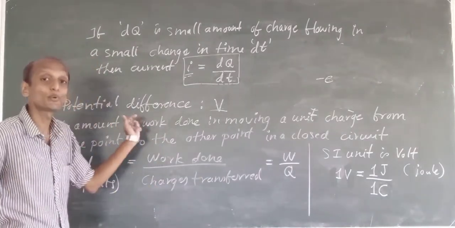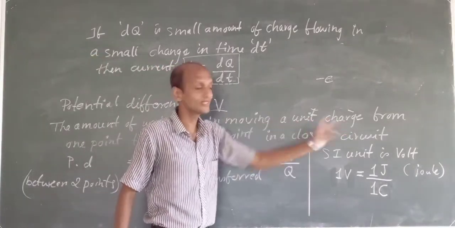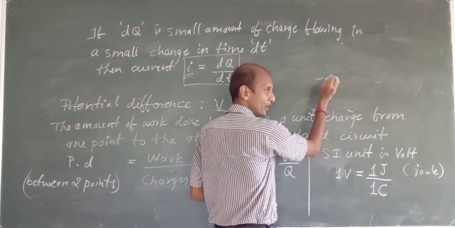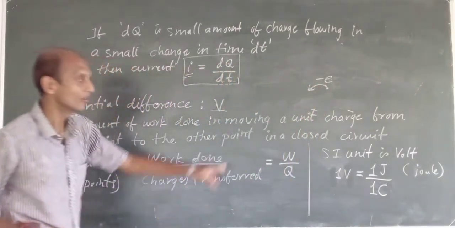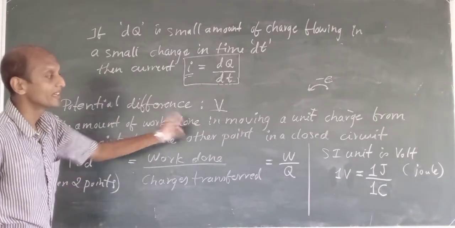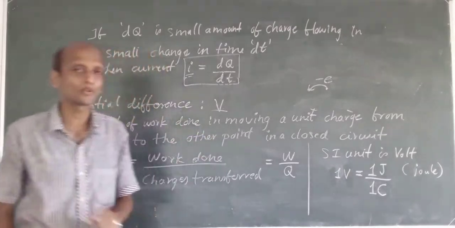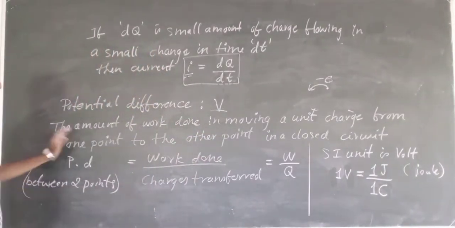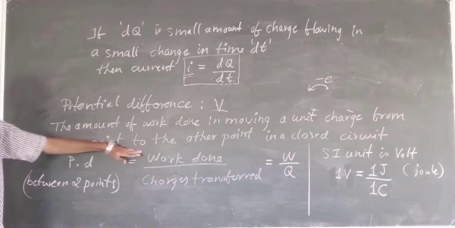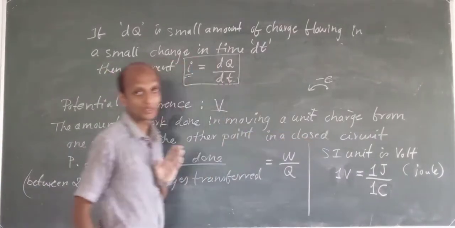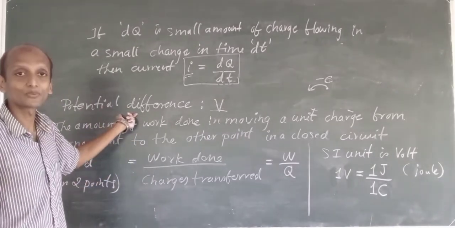So how can we define the potential difference? It is the amount of work done in moving a unit charge from one point to another point in a closed circuit. The circuit should be closed, otherwise there is no movement of charges. If that is the thing, then we can define that as the potential difference.